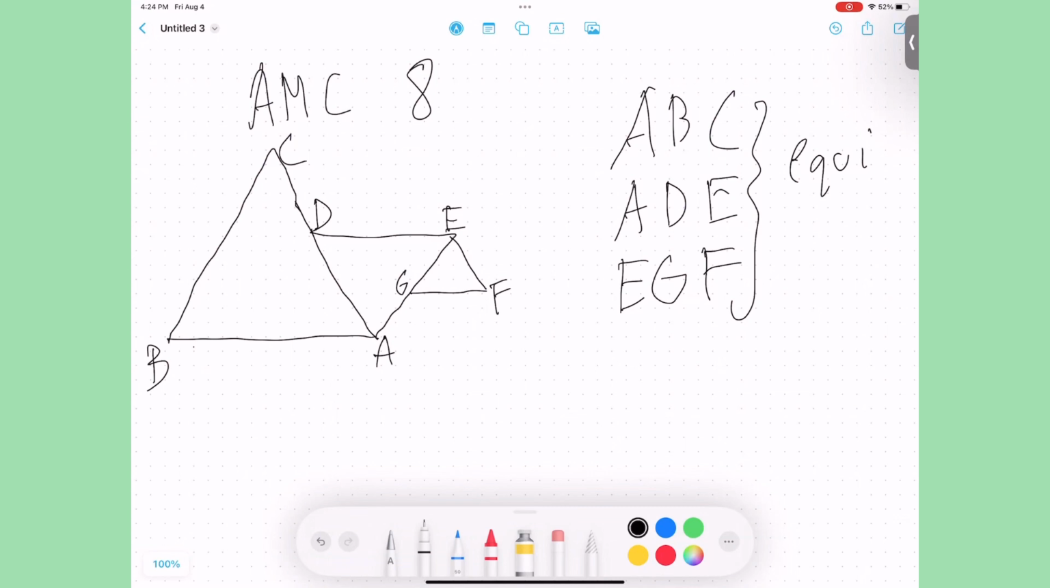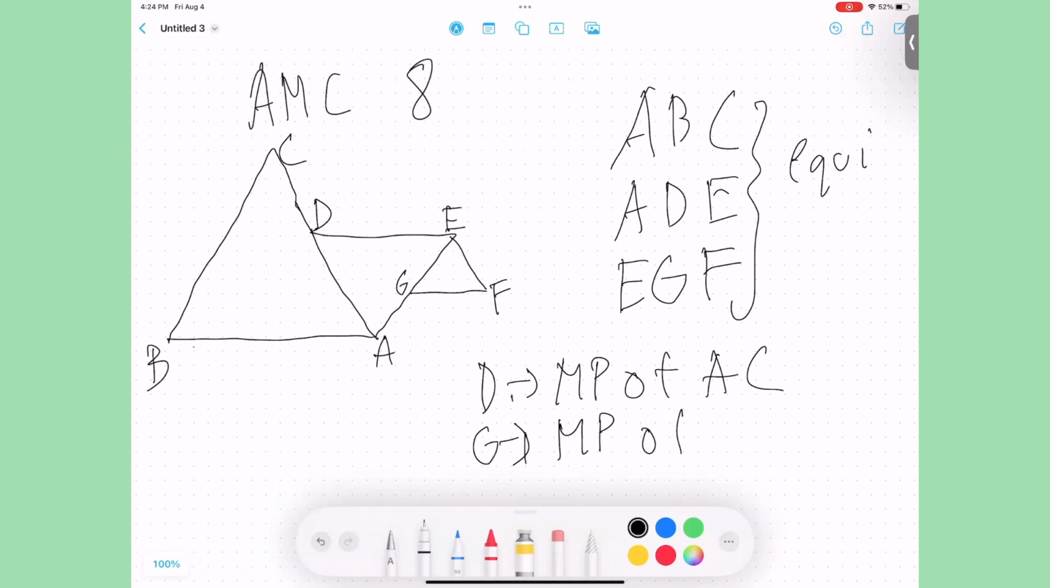So it also says that D is the midpoint of AC, and G is the midpoint of AE. And then basically if AB equals 4 here, then what is the perimeter of the whole figure? Does that question make sense?